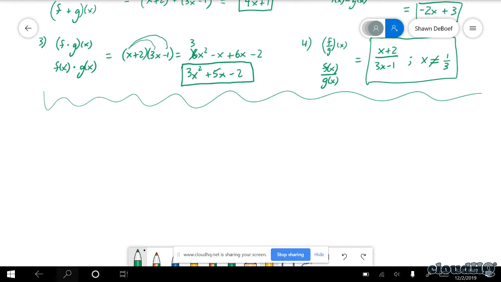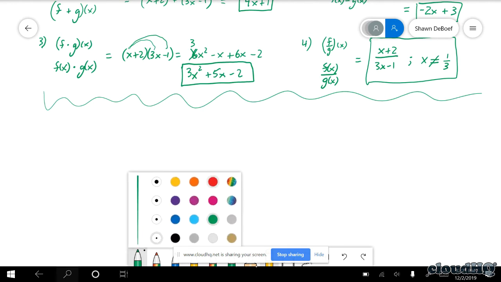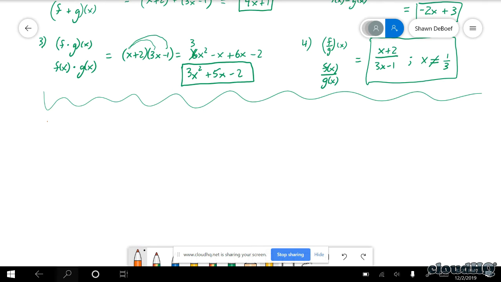And before we actually get into the composition function, let's start with 2 new functions. I'm going to switch colors also. Let's let f of x equal negative 3x. And let's let g of x equal 5x minus 6.